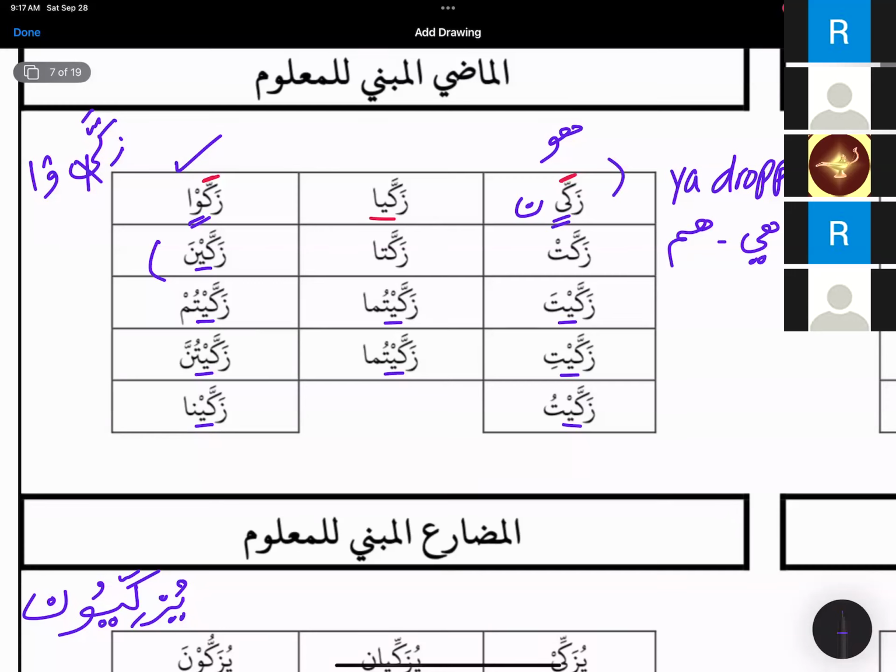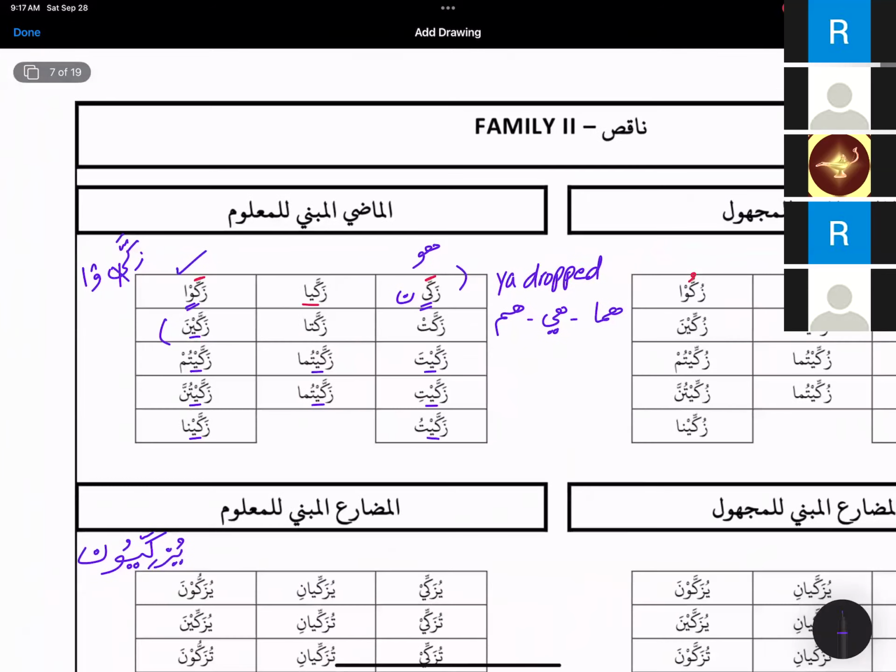The root letter was zakka, za, kaf and ya? We need to check the dictionary. Yes, it is waw: za, ka, and waw. But whether it is waw or ya, in Naqis everything changes to ya finally in that conjugation. I'm trying to make a trick like zakkaina, so the ya comes back. Zakka, zakka, waw. So when we have no clue in the mudari what the last root letter or any weak letter could be, sometimes the masdar can show it.